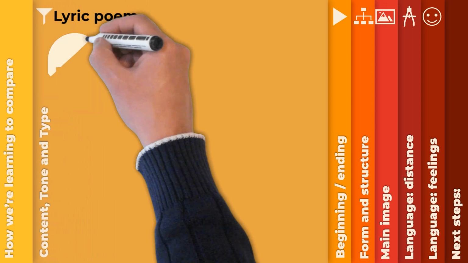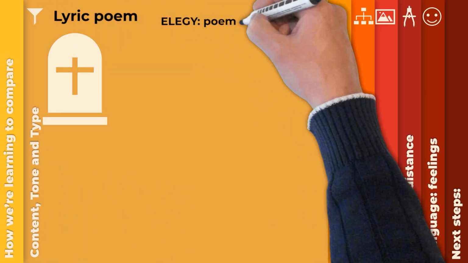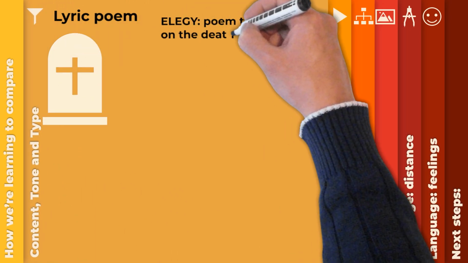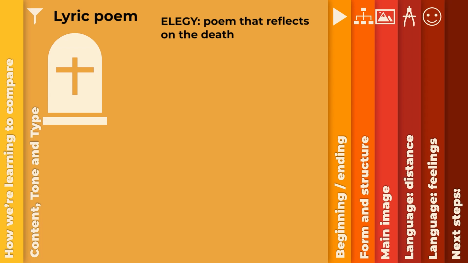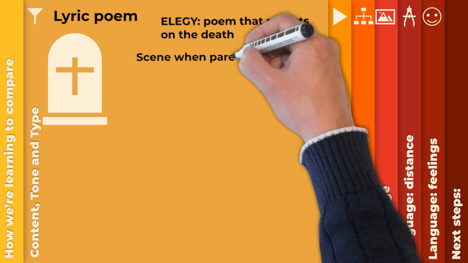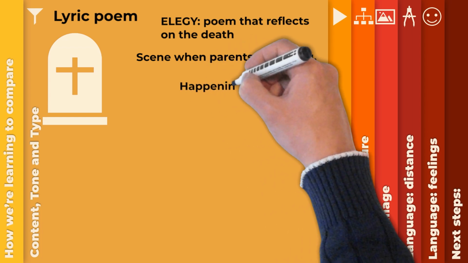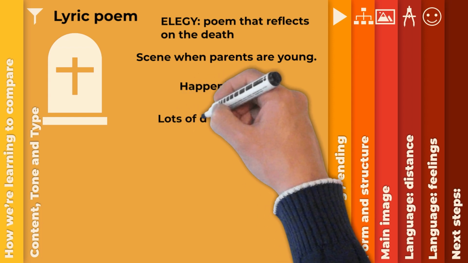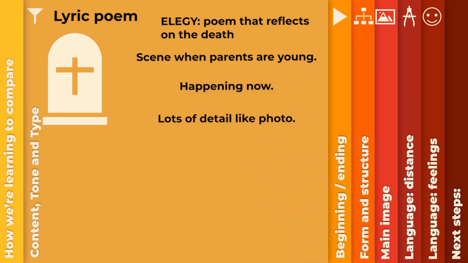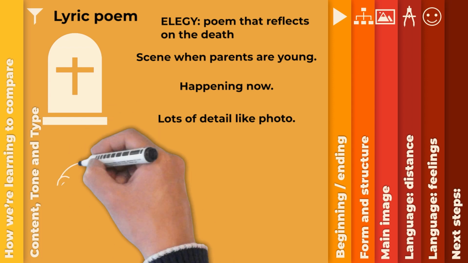The poem is a lyric poem exploring the passing of parents. We use the word elegy to describe a poem that reflects on the death of people, so you can also use that term. The poet describes a scene from his past when his parents were young, and he uses the present tense to show how the imagined scene is happening right now in his experience. It's described in so much detail that you can imagine him looking at a photograph and describing the moment.